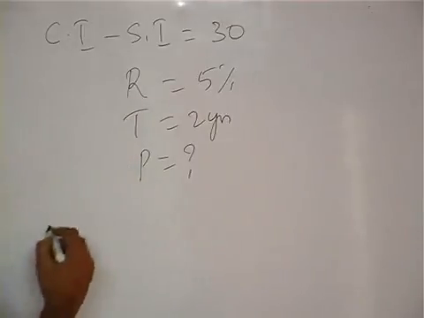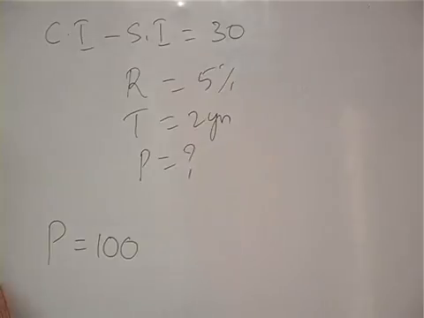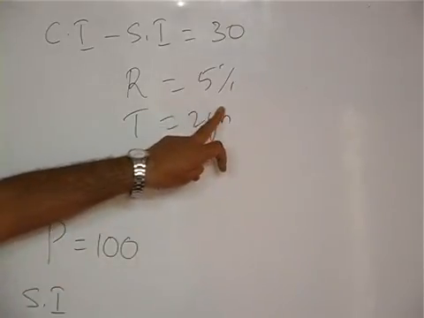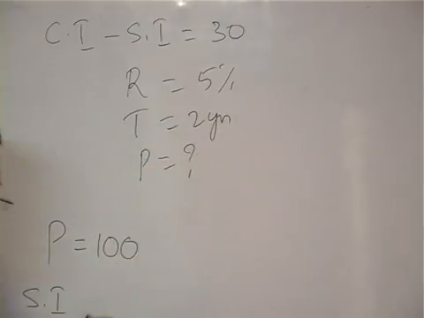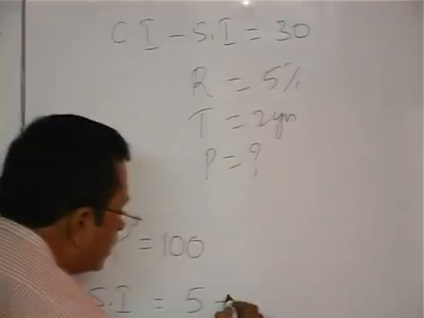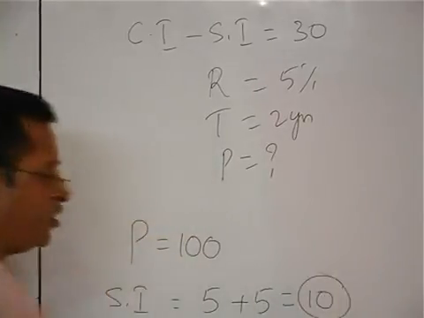Assume the principal to be 100. Principal is 100 means, what is the simple interest? 5% for 2 years means first year 5 rupees plus second year 5 rupees. Simple interest is how much? 10 rupees.